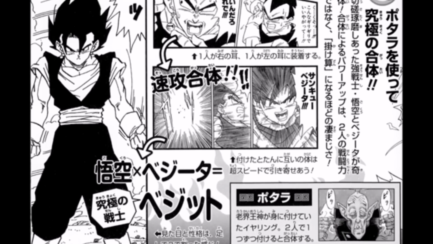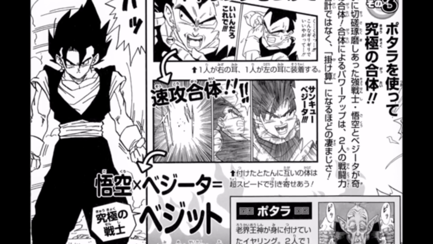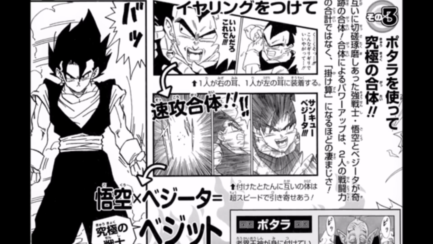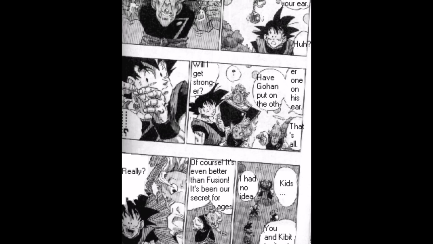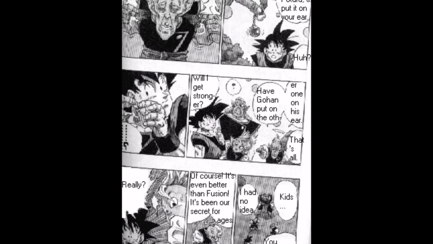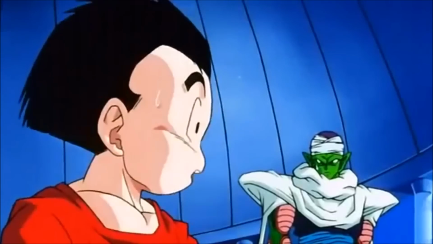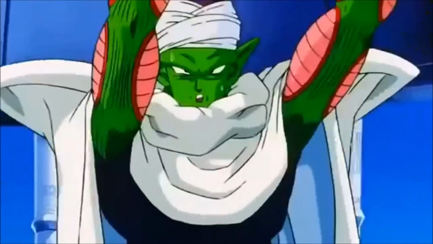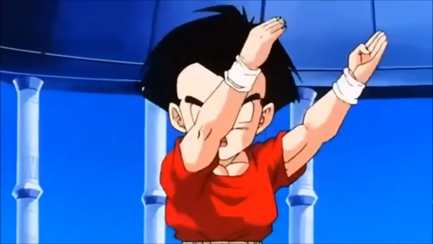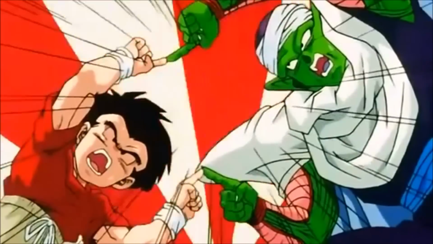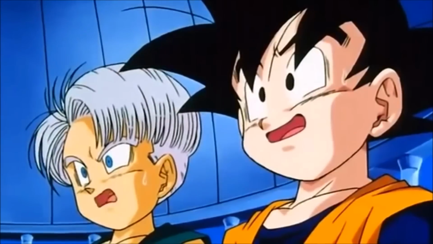Now, there is no official multiplier that explains how powerful the fusion participants become during their fused state. However, we know that Potara fusion is stronger because, unlike the fusion dance, Potara fusion does not cut back on power level. One of the requirements of the fusion dance is that both participants must have equal power levels. Therefore, one fighter would have to lower their power to match the other fighter.